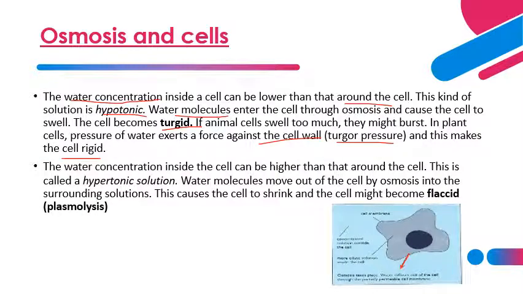There are situations where the water concentration inside the cell can be higher than that around the cell, and we call this a hypertonic solution, in which water molecules will move out of the cell by osmosis into the surrounding solution. This causes the cell to shrink and the cell might become flaccid, or, an alternative term, plasmolysis. We say plasmolysis has occurred.